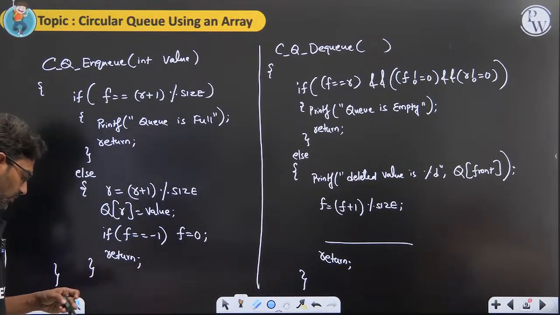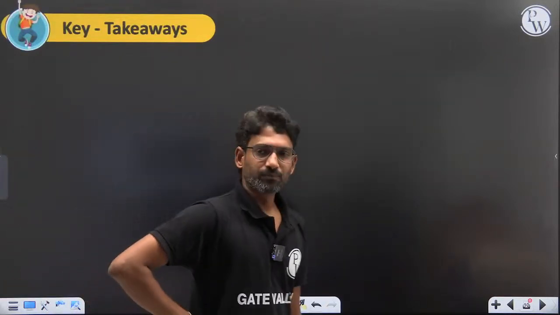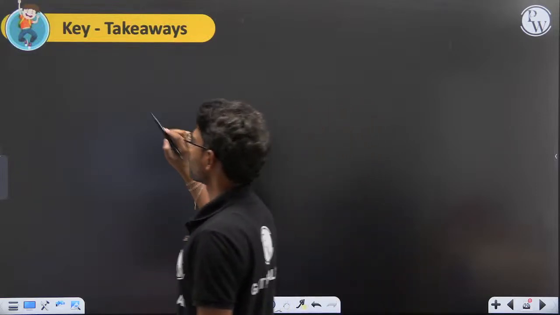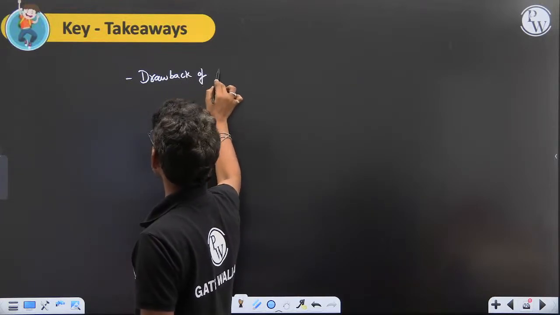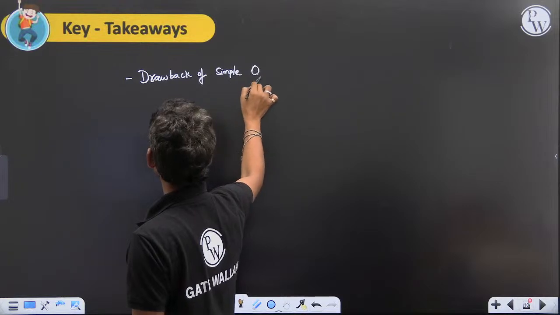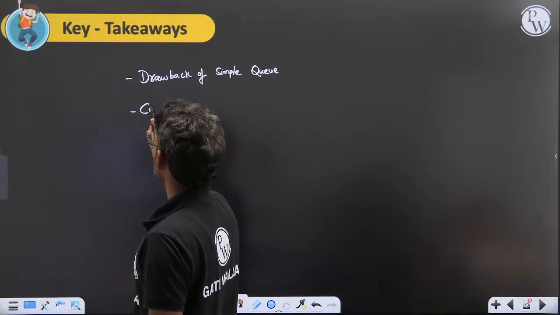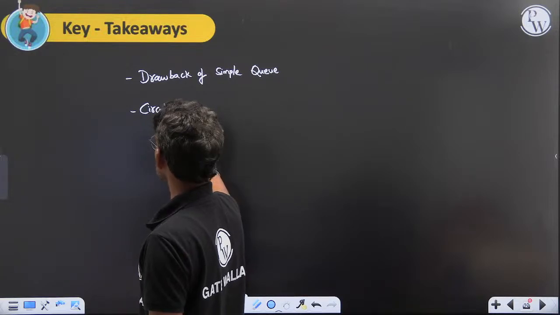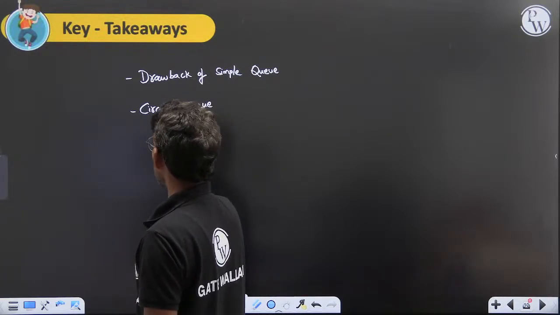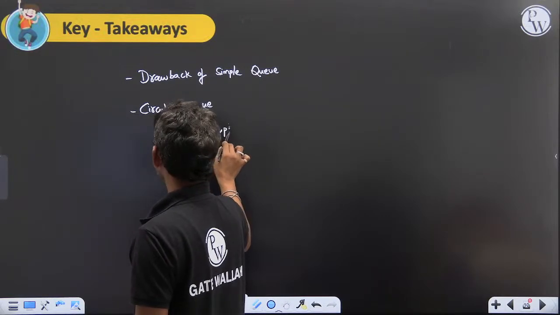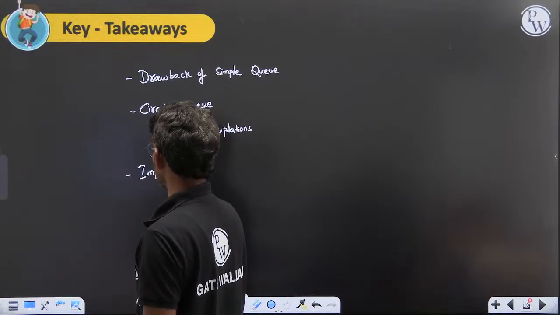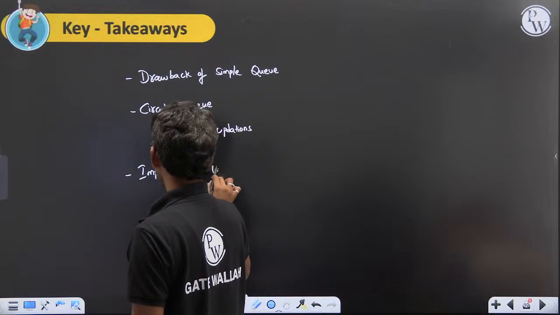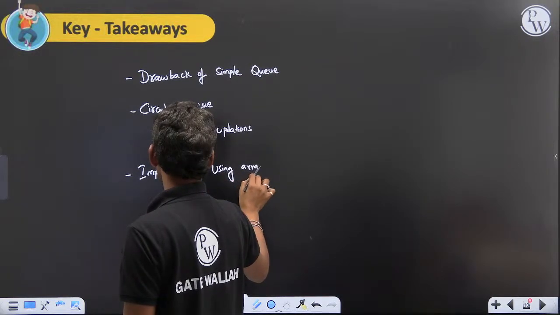All right. So that's all for today, guys. Anyway, today we understood what is the drawback of a simple queue, what is a circular queue, how we update front and rear in the circular queue, and how we implement it using an array. Right?